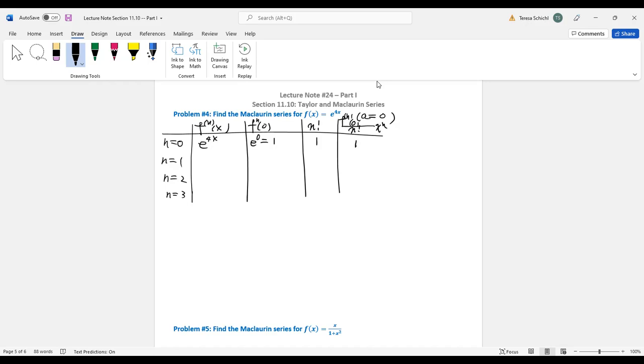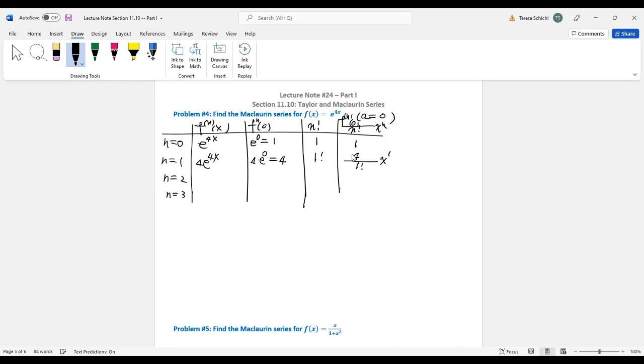Now f prime, that means you take the derivative. It's e to the 4x, then the chain rule will give you 4 here. So f prime at 0 is 4 times e to the 0, which is 4. And then here, this is 1 factorial, right? So what is this term going to look like? It is going to look like 4 over 1 factorial, times x to the first power.